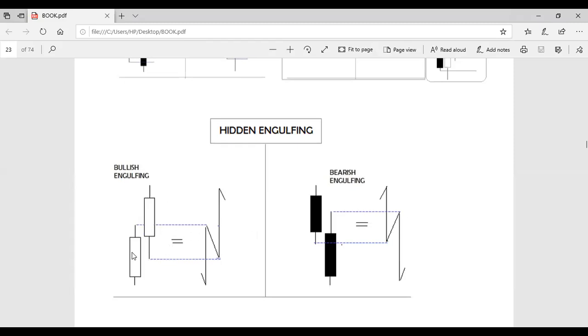A hidden engulfing is when you have two consecutive candles moving in the same direction, right? Then we have the wick here. Then the second candle carries a lower wick here, like this. Whenever you see this, it indicates what it indicates in a lower time frame, but it is hidden in a higher time frame. That's what we call hidden.